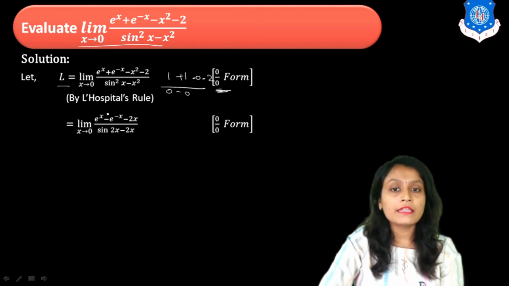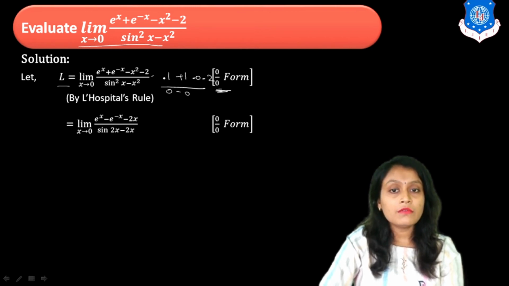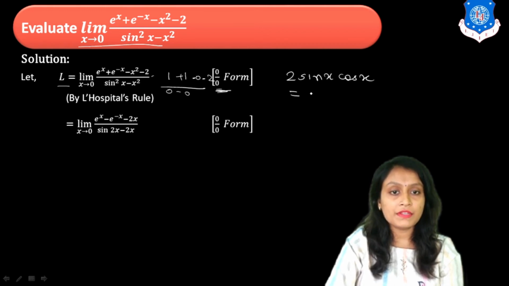So firstly take the derivative of the numerator. So from here you will get e raised to x minus e raised to minus x. Okay, and the derivative of x square is 2x, so minus 2x. The derivative of 2, that is a constant, so it is 0, upon. Now the derivative of sin square x, okay, so it is 2 sin x, and we have to apply the chain rule, so it is 2 sin x into cos x, right? So we can simplify it as sin 2x, right? So here write down sin 2x minus the derivative of x square, which is 2x.